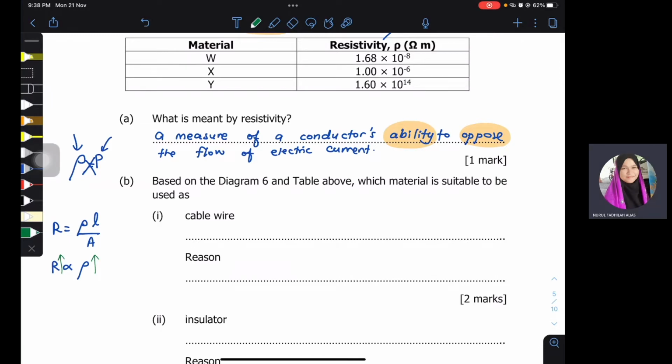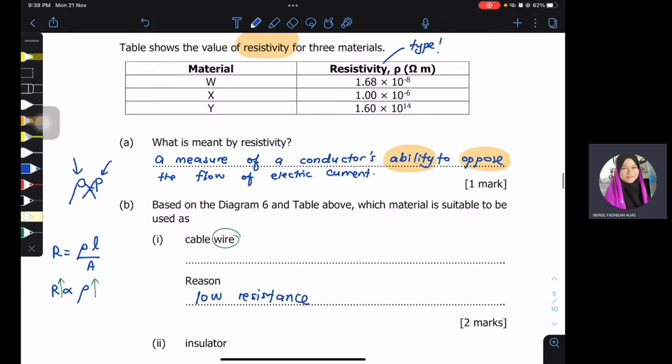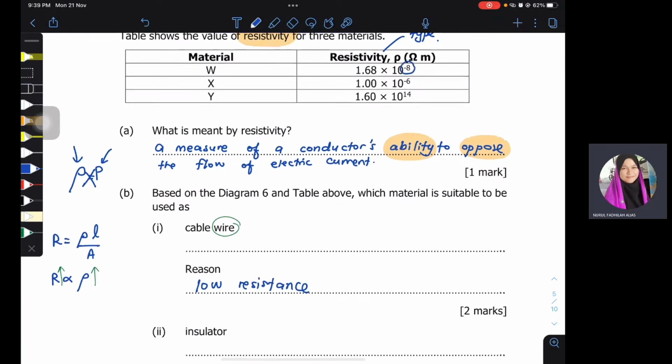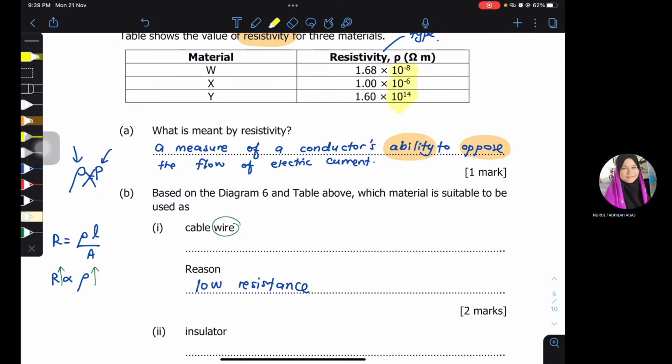Tapi kita nak guna as wire. Kalau wire, dia carries current. Jadi if you want to carry current, you need low resistance. Reason dia kita tahu, low resistance. Jadi which one we have low resistivity? Ni value ni kena check, tu student pun selalu salah. Okay. Jadi mana yang low? The lowest is -8 lah. Betul?